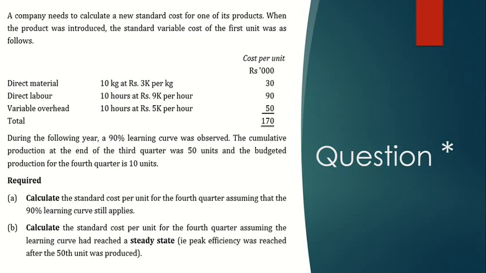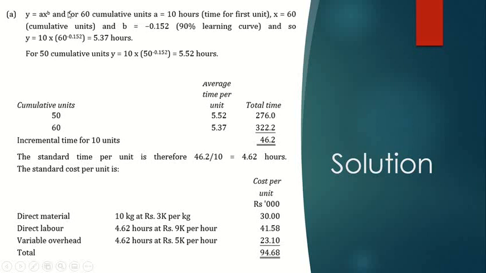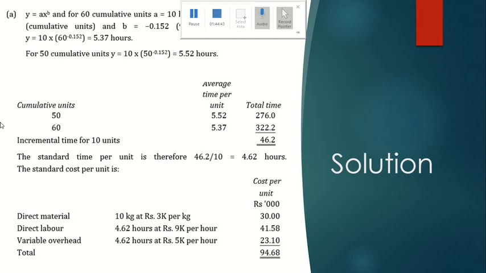So here you can see, we are using the formula method. I said we can apply any output level in the formula method. It's not like the tabular approach. The tabular approach is only applicable when the output is doubling, but here we can apply it for any situation.